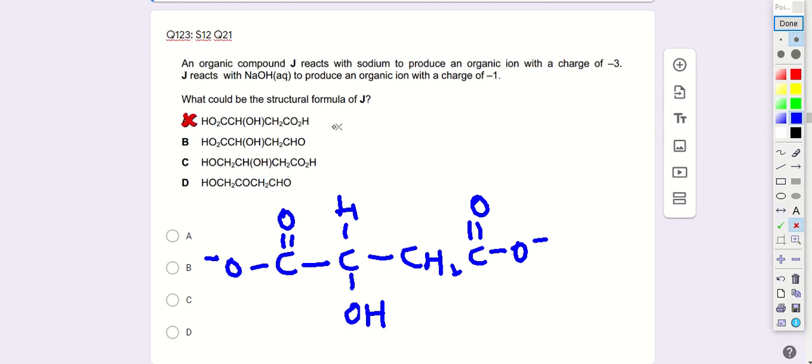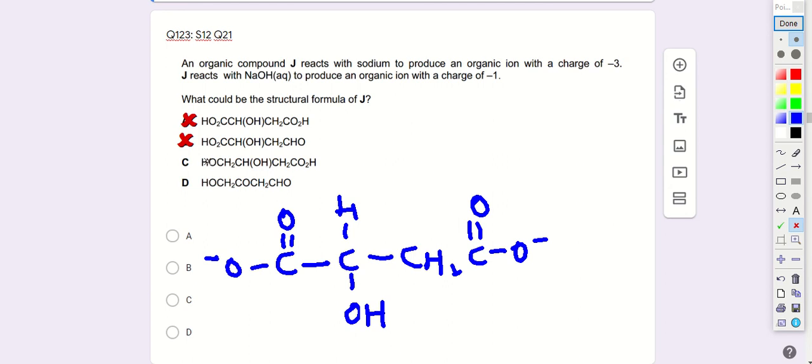Now B, we have carboxylic acid, alcohol, and then we have aldehyde. We know aldehyde will not react with any of these reagents, so you won't get a negative charge here. Now, reaction with sodium, these two will react, so you get a -2 charge organic ion. Sodium hydroxide, only carboxylic acid can react, alcohol will not. Therefore it is -1 charge. So B is not the answer also because you will not get -3 charge with sodium.